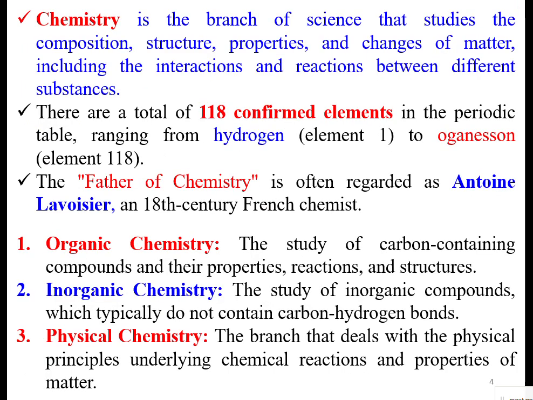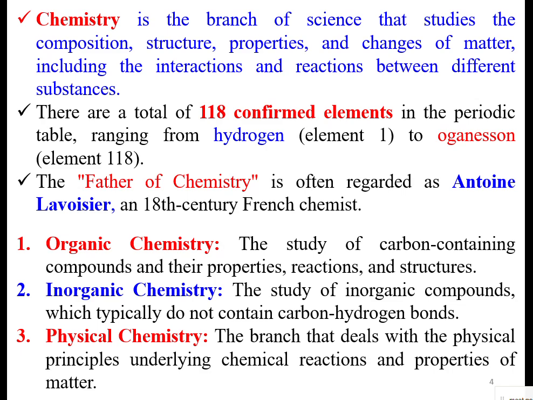First of all, you need to know the general definition of chemistry: the study of the structure of substances. The composition means we are combining one or two elements. The structure depends upon the valence electrons present in the orbitals. Then properties, that means characteristics of the elements, and changes of matter, including the interactions and reactions between different substances, different compositions, different solutions, is nothing but chemistry.